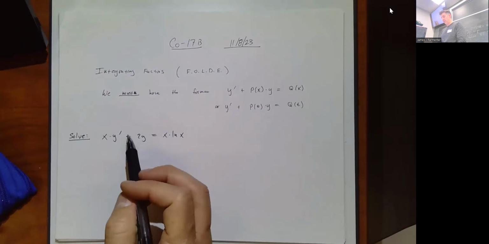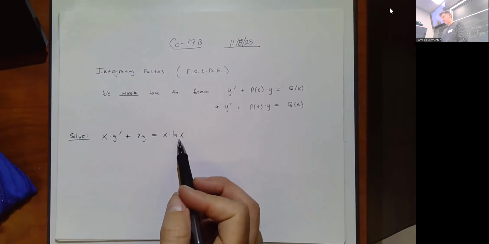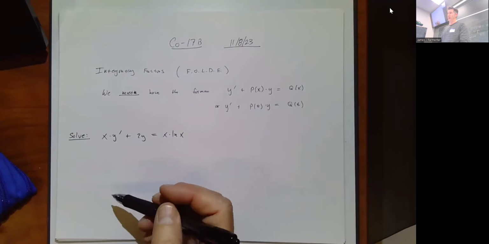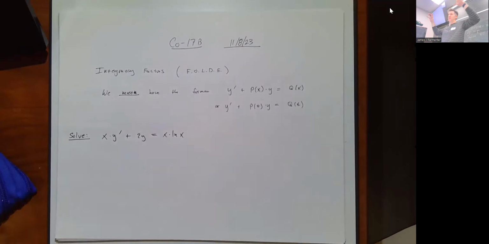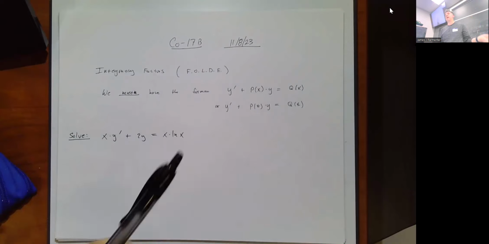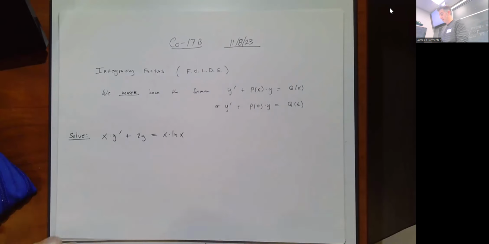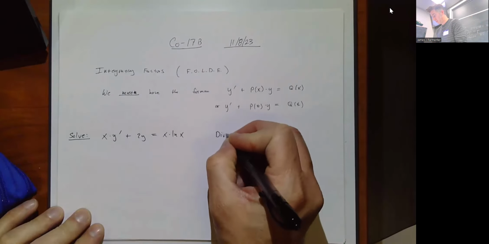If I isolate the y prime, it's going to be x natural log of x minus 2y, all divided by x. And the x stuff minus the y stuff makes it really, really hard to separate those variables. So probably not. Let's move on. We are not written in the right format. We have an x times y prime. We need y prime isolated. So the first thing we should do is divide everything by x.